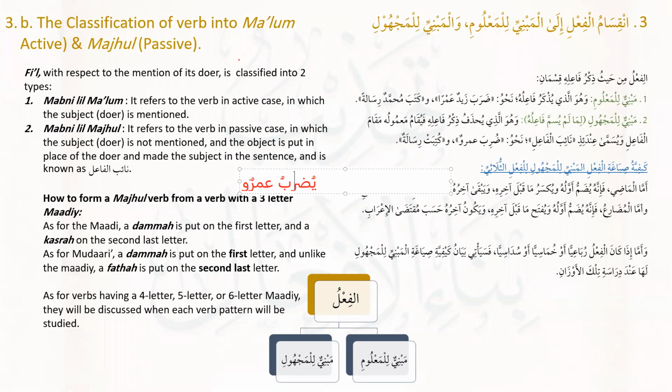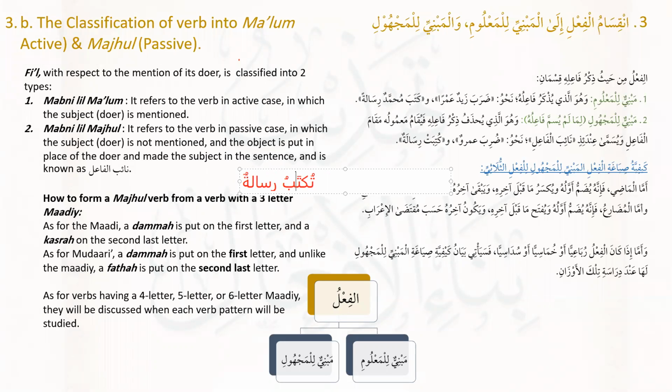Now, what about the second last letter? Unlike the فعل ماضي, this time around on the second last letter, the haraka will be a fatha instead of a kasra. So now you will say يضرب عمرو. وهكذا تقول تكتب رسالة. So a dhamma on the first letter, just like the madi. However, on the second last letter in the mudari state, you are supposed to put a fatha instead of a kasra. طيب. This is for a fi'l thulathi.